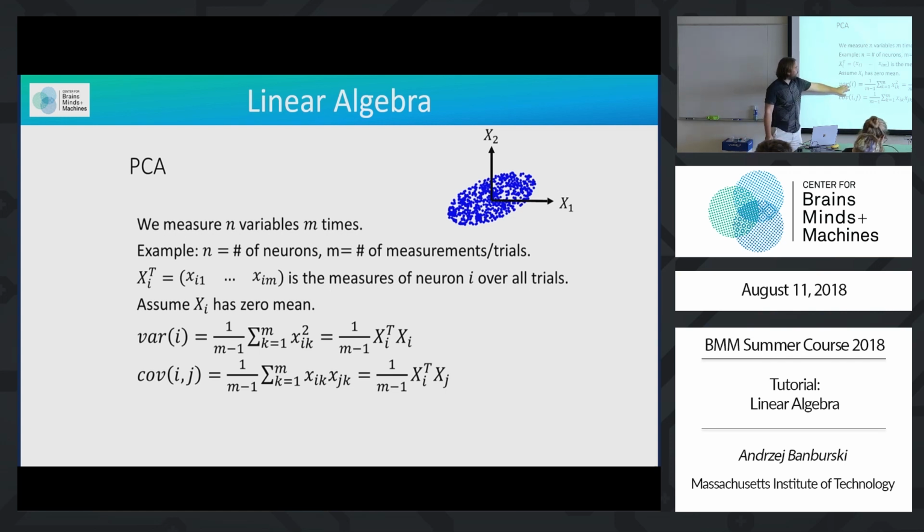Then the variance of the neuron i is just going to be some normalization factor, 1 over m minus 1, times the sum of the squares of the entries. And we can write this as x_i transpose times x_i. Then you can also talk about the covariance, so how two different neurons are related to each other. And this is just x_i transpose times x_j with this normalization factor 1 over m minus 1.